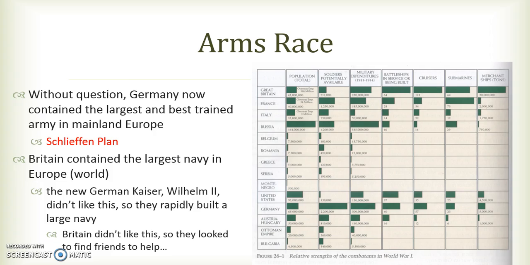So this is going to be a big issue in Europe, and this is going to lead to our next two causes that are going to be an issue. But we're going to split that for the second video that you have coming up here.